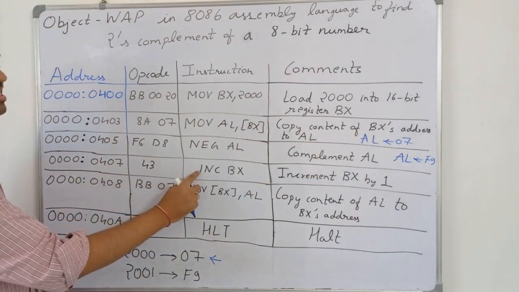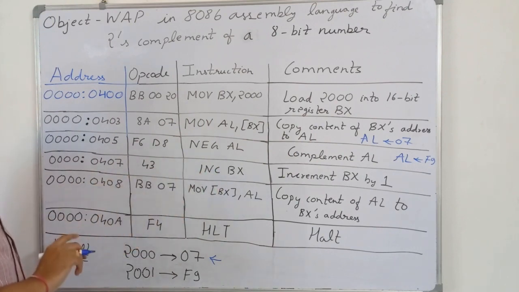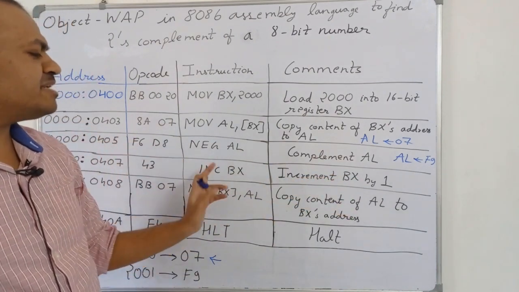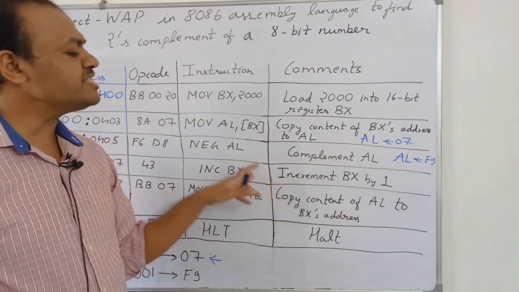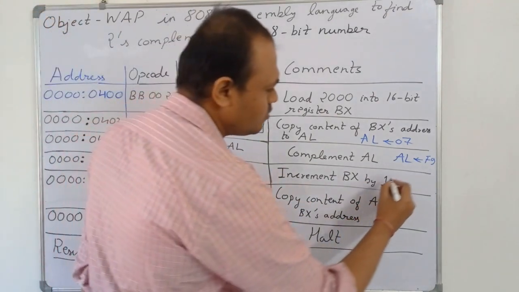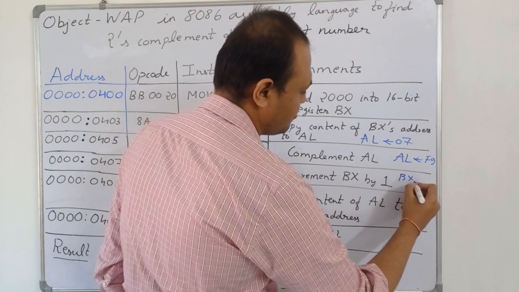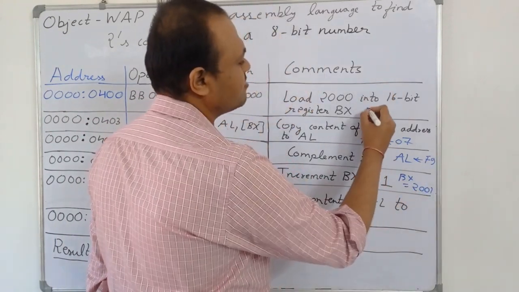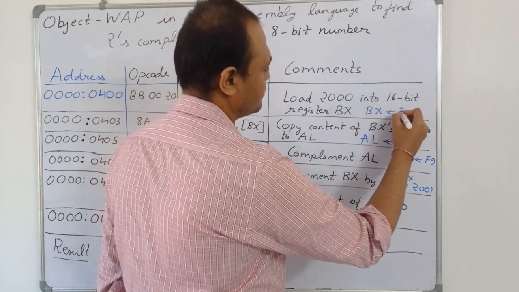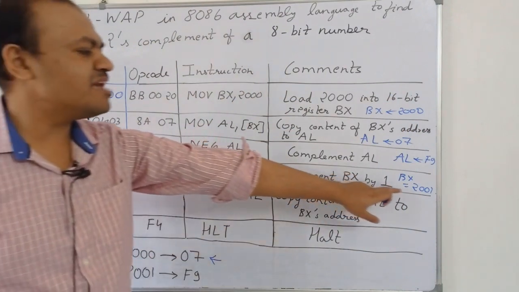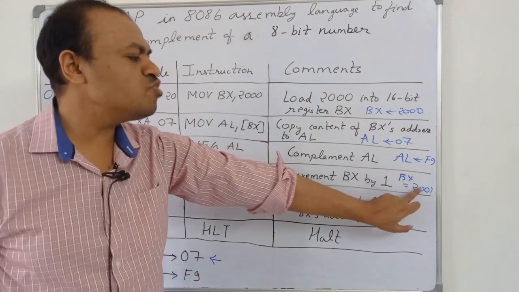The next instruction is INC BX. INC means increment BX by 1, and DEC BX means decrement BX by 1. Increment and decrement always happen by 1 only. So now BX will contain 2001. Here BX was equal to 2000, but now we have incremented BX by 1, so BX contains 2001.